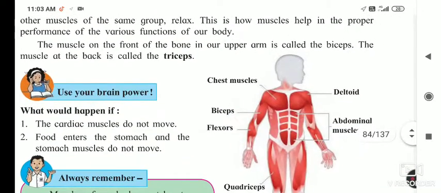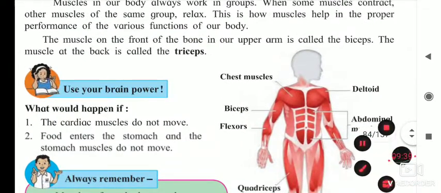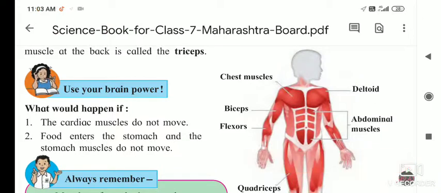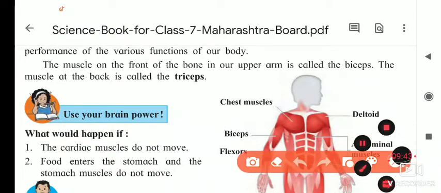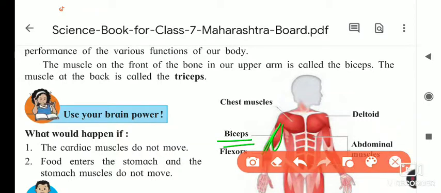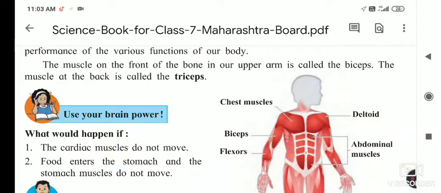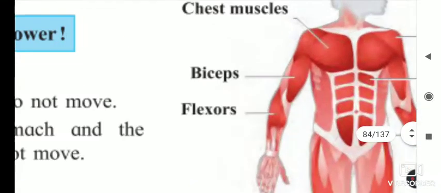The muscles on the front of the bone of our upper arm are called the biceps, and the muscles at the back are called the triceps. If you zoom in here, you will notice these are the biceps. The bone is under this, and below this are some muscles called the triceps.